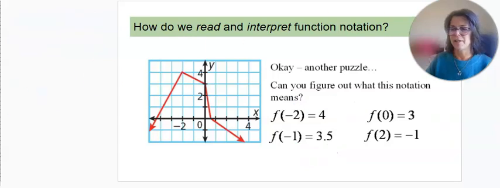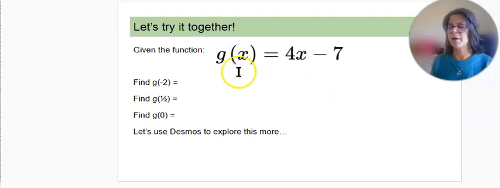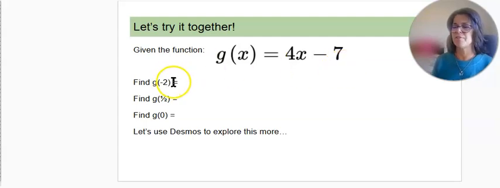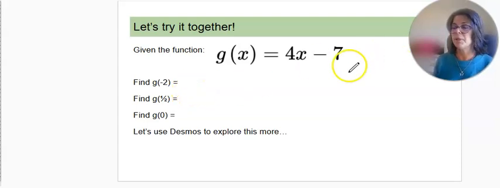Let's take a look at another way you may see this. We'll try one together, and then you'll try a couple on your own. So in this case, we're given a function called g. g of x is equal to 4x minus 7, and we're asked to find g of -2. Don't get worried. All this means is to plug in -2 for your input instead of x.